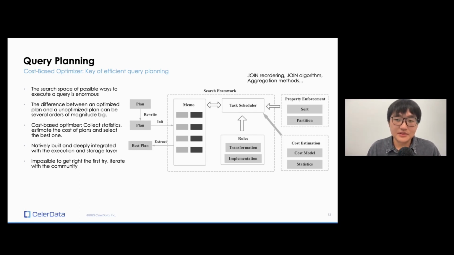And yeah, it's based on a lot of things, right? It's based on the statistics from your storage, and it's based on the behavior of your execution engine. So it's strongly coupled with the execution and storage layer, right? And that's why our cost-based optimizer is natively built, and it's been optimized for a very long time, right? So I think the thing for a cost-based optimizer, for any optimizer, is that it's impossible to get it right on the first try. And that's true for us too.